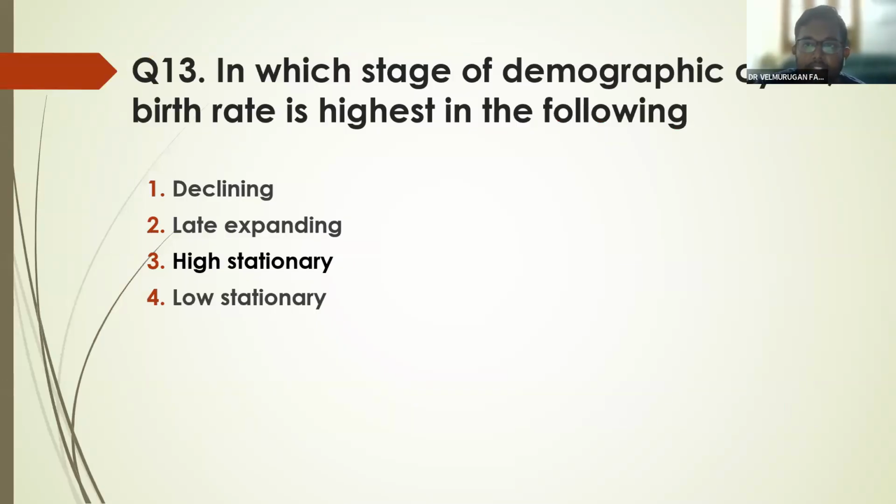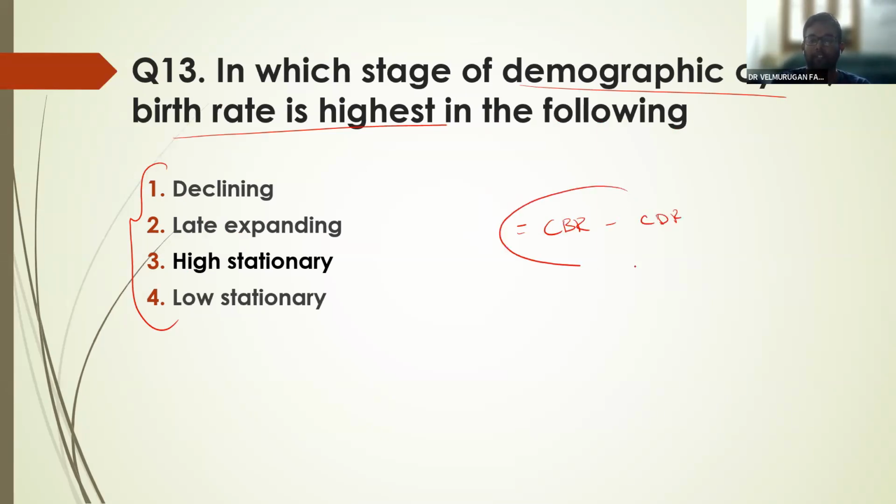Next, in which stage of the demographic cycle is birth rate highest? So there are many stages. Among the following, in which stage of the demographic cycle is the birth rate highest? So how are we following the demographic cycle? The demographic cycle stages are defined based on the crude birth rate and crude death rate, the difference. So based on this, we are telling which stage of the demographic cycle we are in.